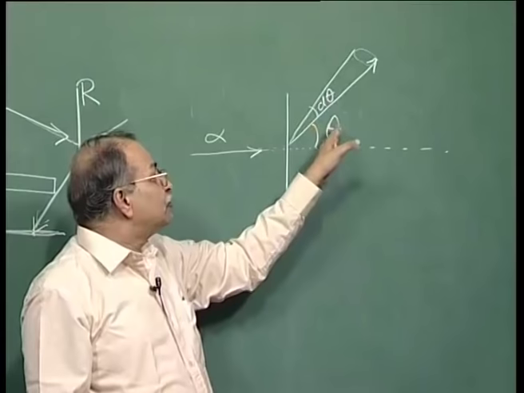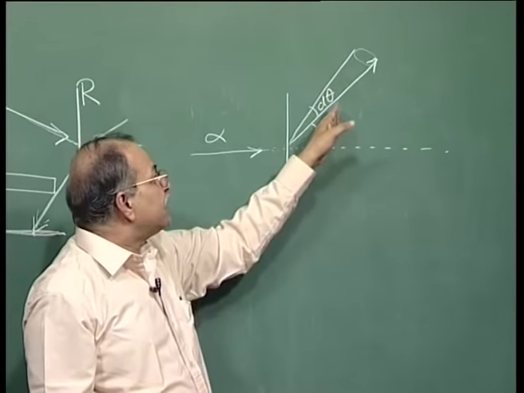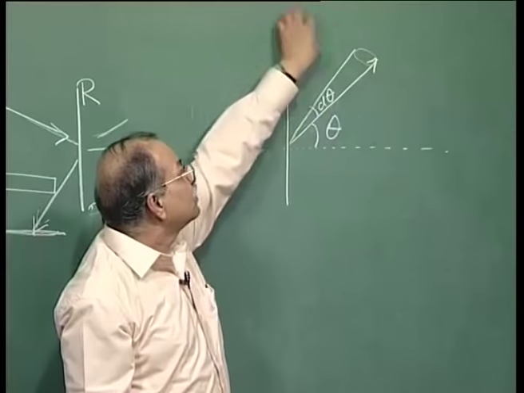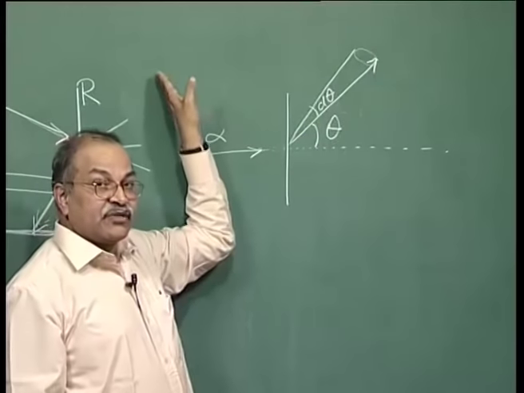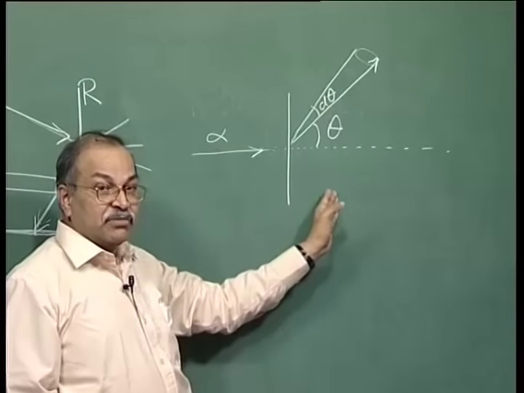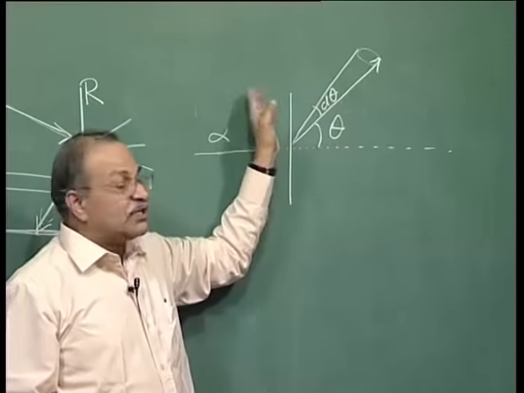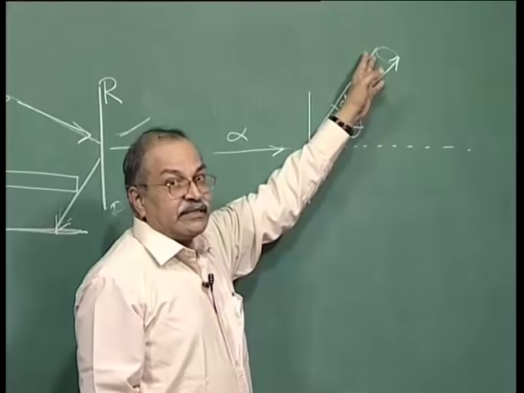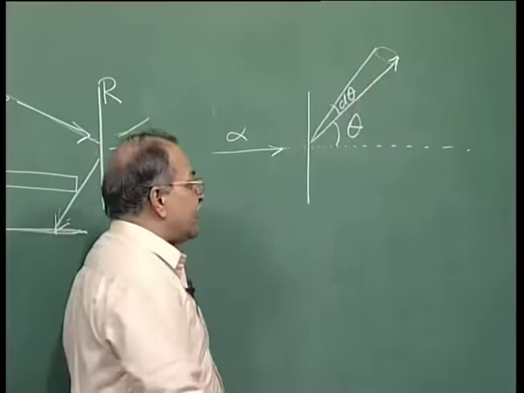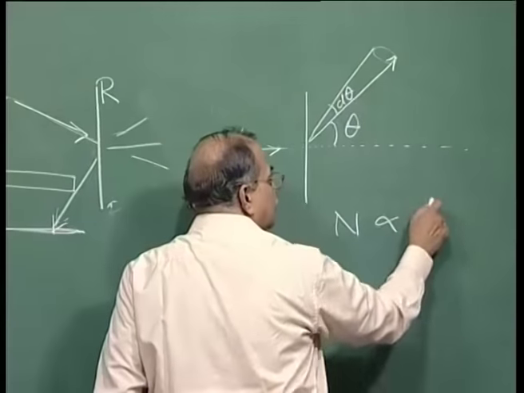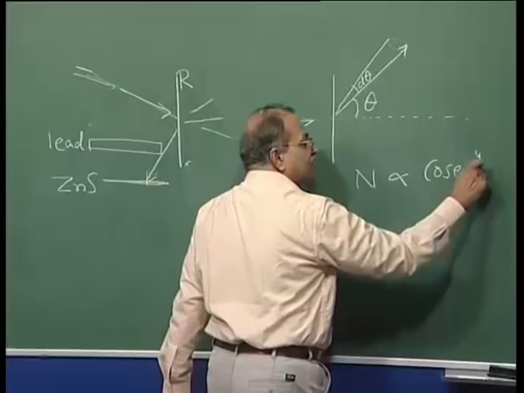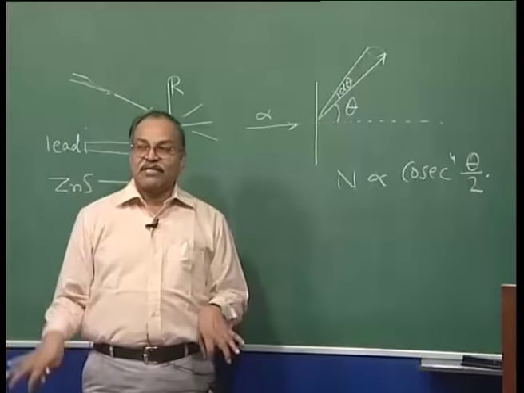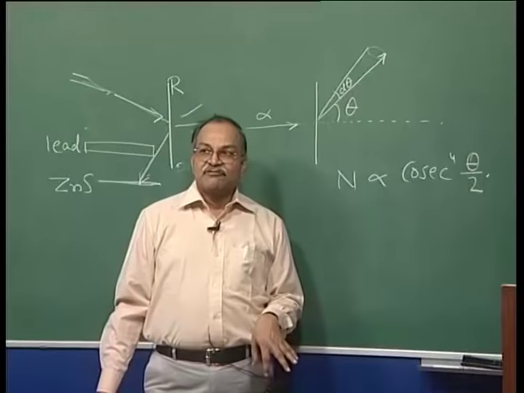So, that means, if you change this theta, put your detector here, put your detector here, you are changing theta. So, the number of alpha particles that you will get in the same detector, the same angle d theta, will depend on theta, as n will be proportional to cosec 4 theta by 2. So, that was one conclusion from that Rutherford scattering formula.